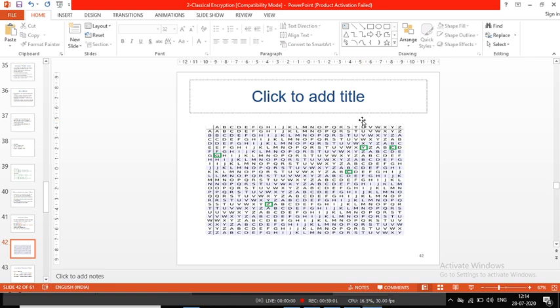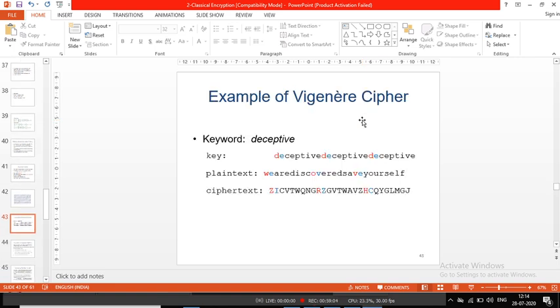Now you have your original data, some plain text: we are discovered, save yourself. That is the plain text, for example. And you have a key, deceptive, which you are going to use. I can repeat this keyword till the end of the plain text. How many letters are there? 1 2 3 4 5 6 7 8 9 10 11 12 13 14 15 16 17 18 19 20 21 22 23 24 25 26 27.